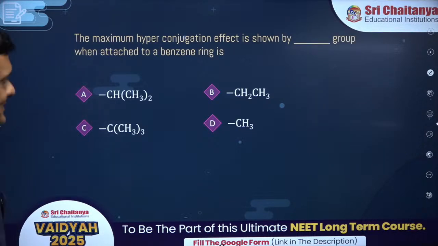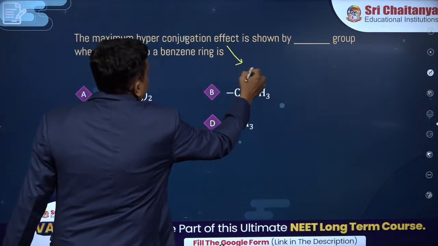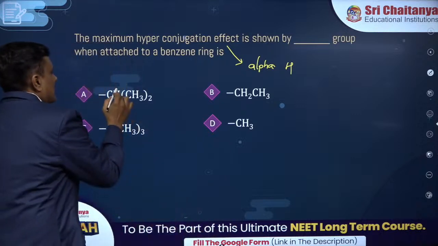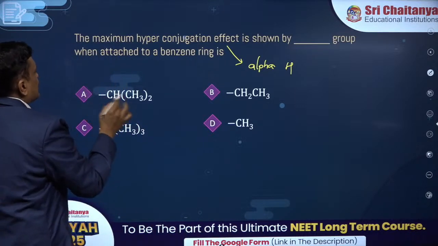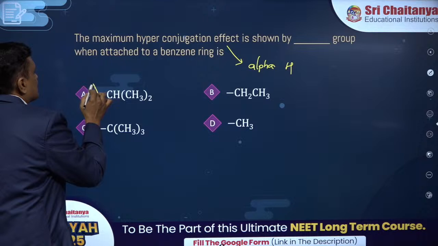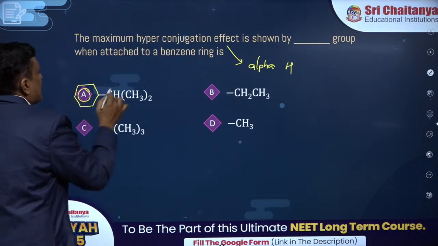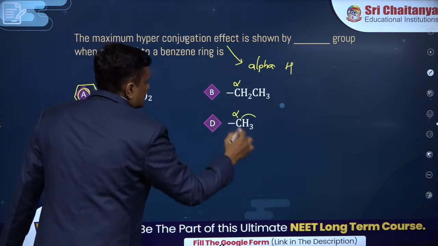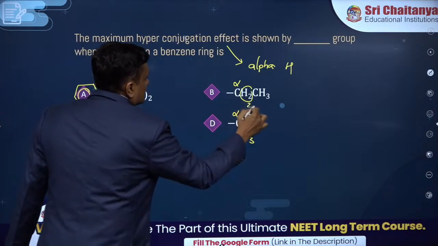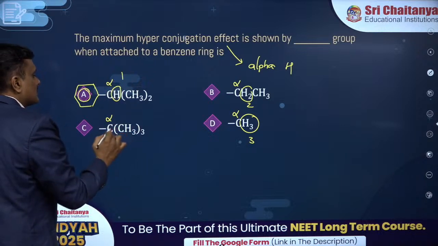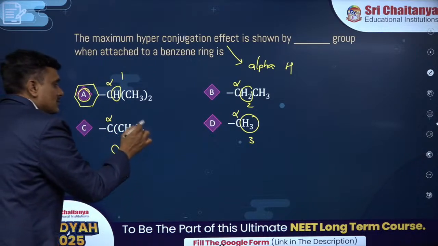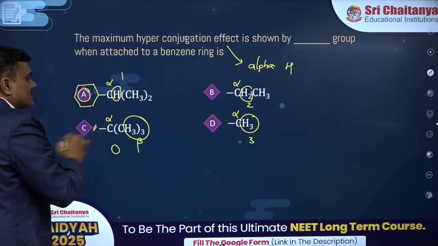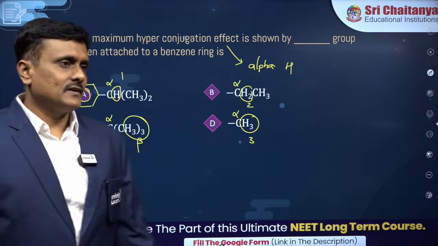Maximum hyperconjugation effect. Hyperconjugation is always predicted by alpha hydrogens. You can see alpha, right? Something attached to benzene, adjacent to the functional group, is called alpha. This is alpha. Whichever has more alpha hydrogens, so 3, 2, 1, 0. Don't count the others, they are beta. Count only those which are attached to the benzene, right? 9 alpha hydrogens on tertiary.